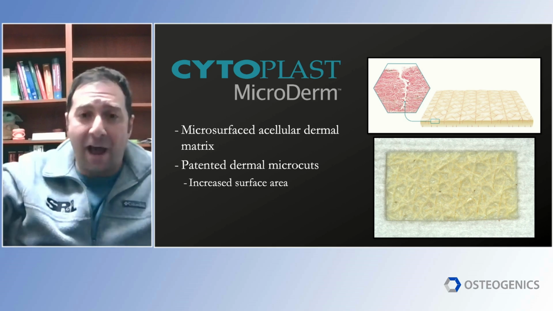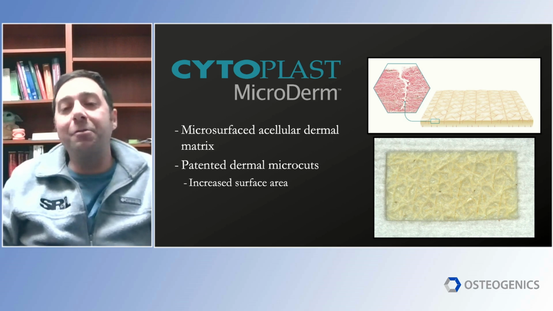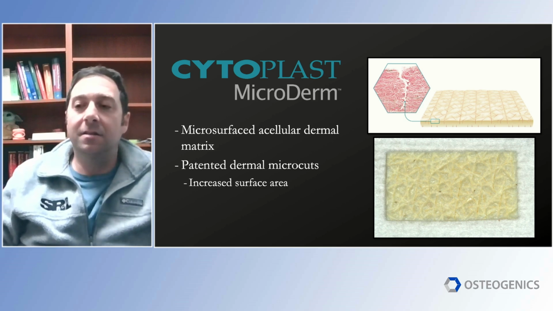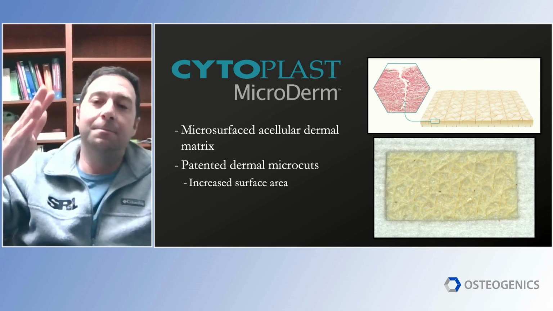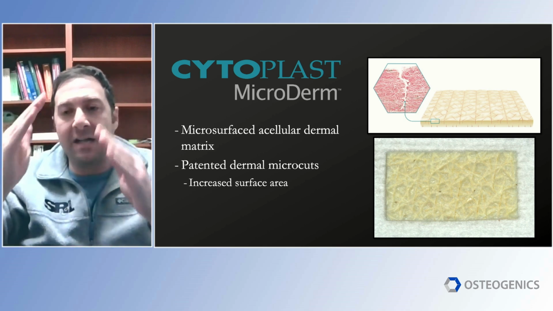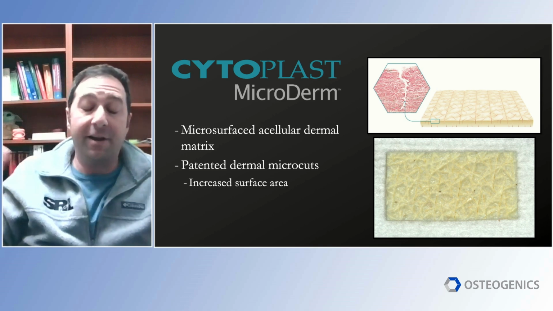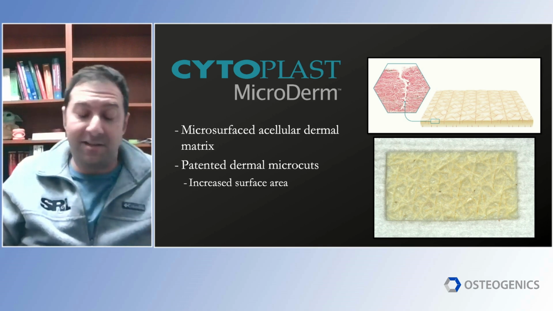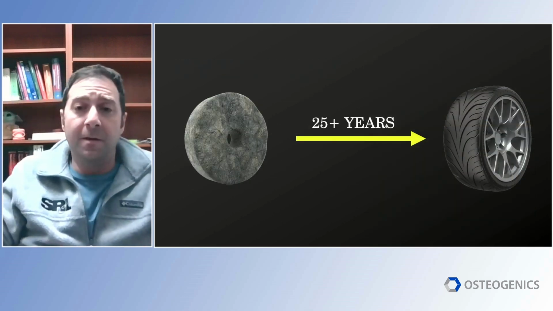Well, obviously until now. That's why we're all here today, to learn about microderm. So microderm is an allograft. It's just an allograft with patented dermal microcuts. Basically, they take an allograft and they've made these cuts and layers in it to increase the surface area. And that makes sense. And I don't know why someone didn't think about this 10, 15 years ago.